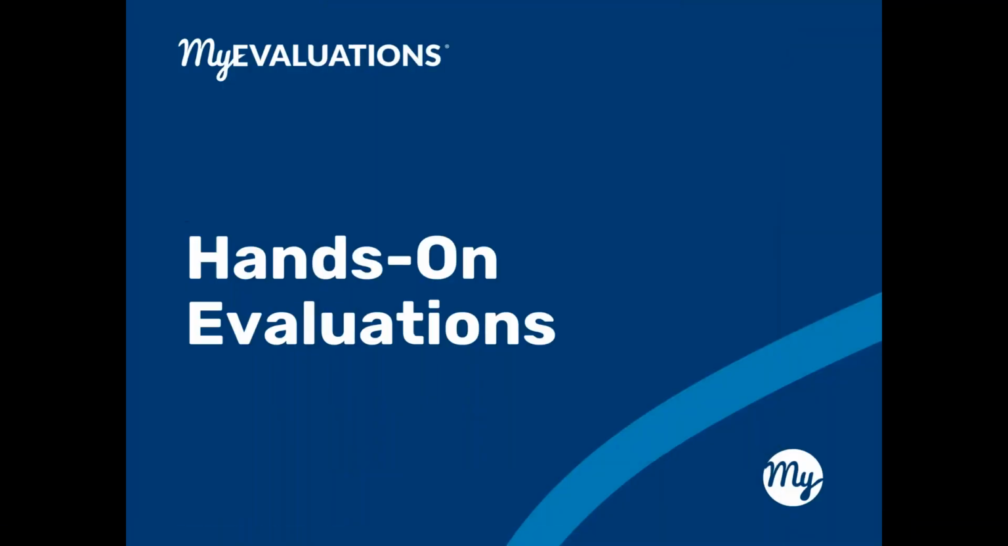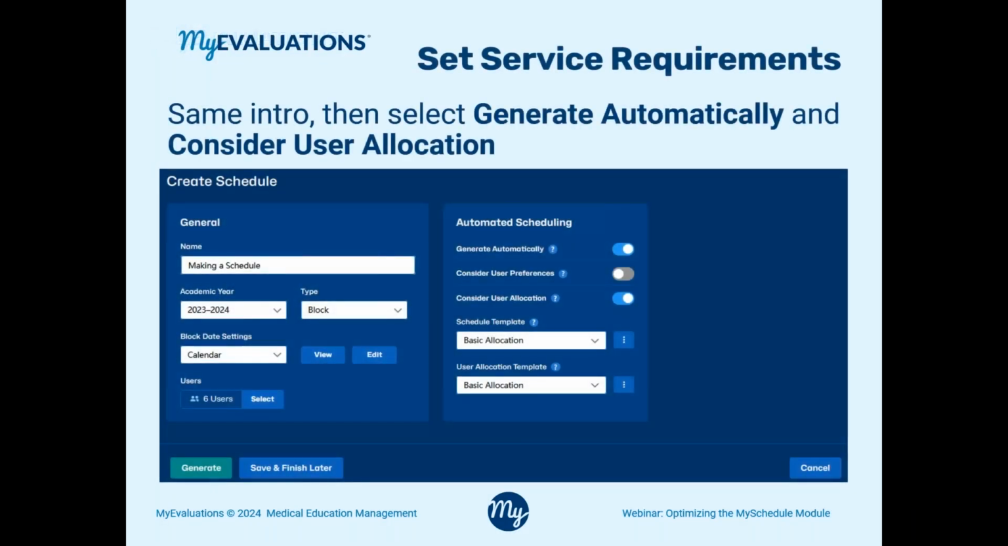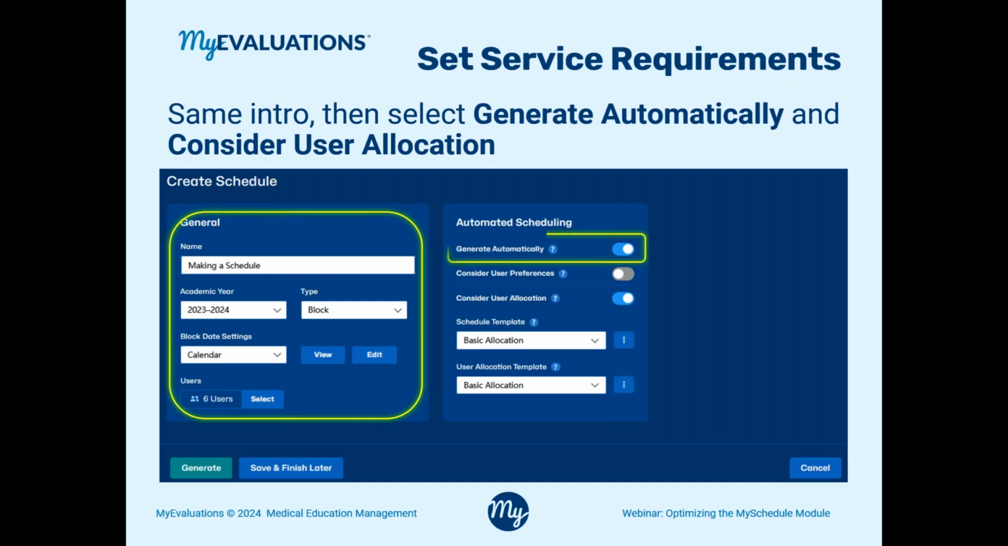So the last component of your schedule building process that will be available for you next week will be another option for setting service requirements. This is, again, a very advanced option where you can actually set up the number of trainees that are required for each rotation. We do the same process of putting in the name of the schedule, the academic year, and the users. We select the option for generate automatically.